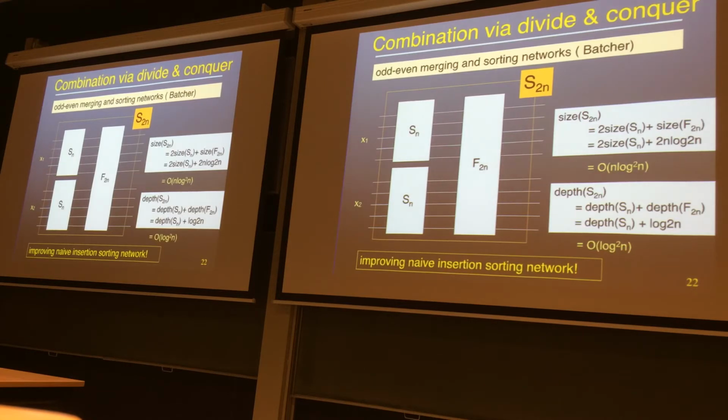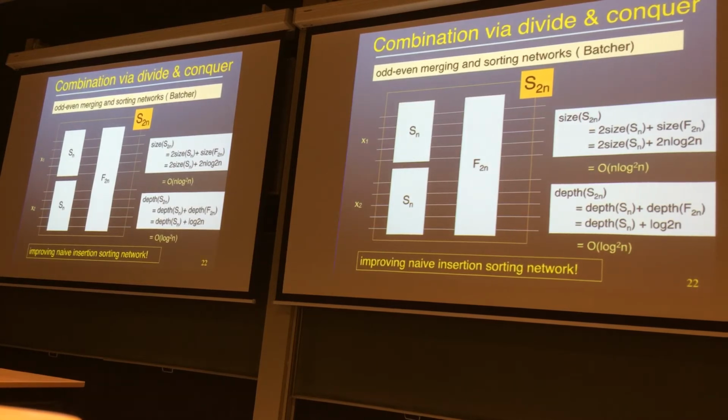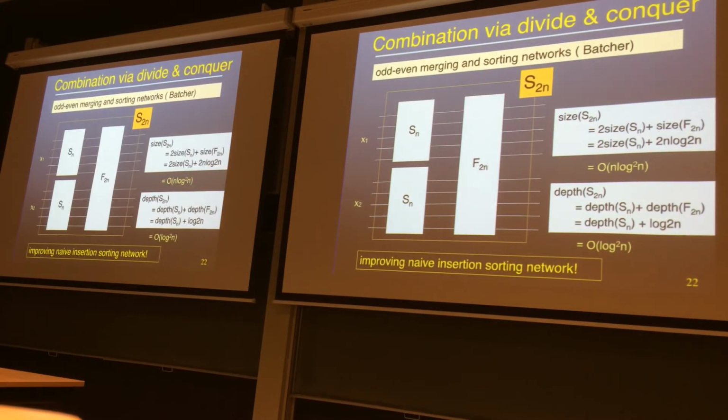Well, is this optimal? Well, if you would like to consider it as an algorithm, then immediately you'd see that this is not really optimal, because our sequential algorithms are capable of sorting in n log n. And this is still n log squared. But of course, it is a big improvement over the naive insertion sorting network, where we had the size of O n squared and the depth of O n.